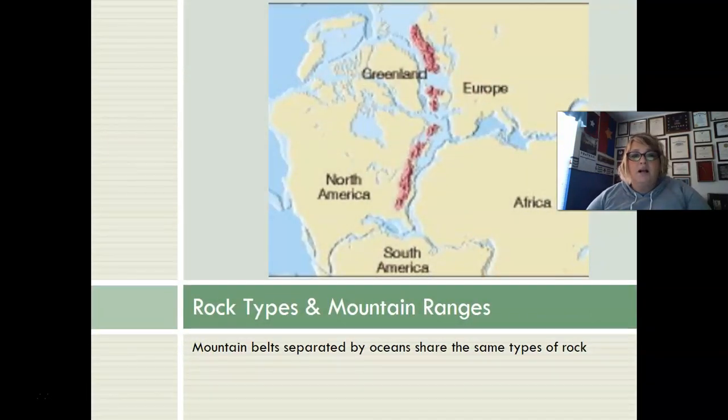So I want you to look at the rock types and mountain ranges. There are mountain belts separated by oceans that share the same type of rock. If you match up the continents, you can see that they form a line. So think rock types. When they dig down and look, the edge of Greenland might have the same as the edge of Europe. North America might have some of the same as Africa. So just where they fit in, you're going to see very like objects and minerals and all of that.